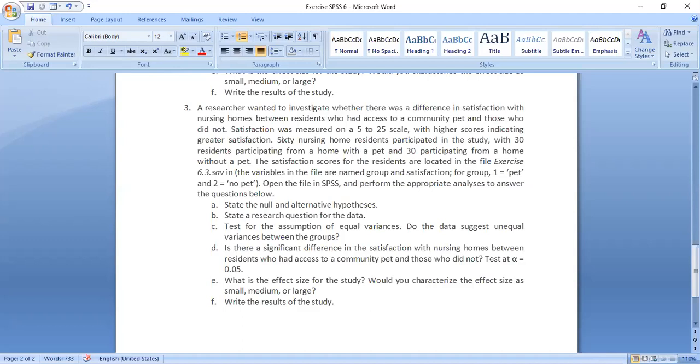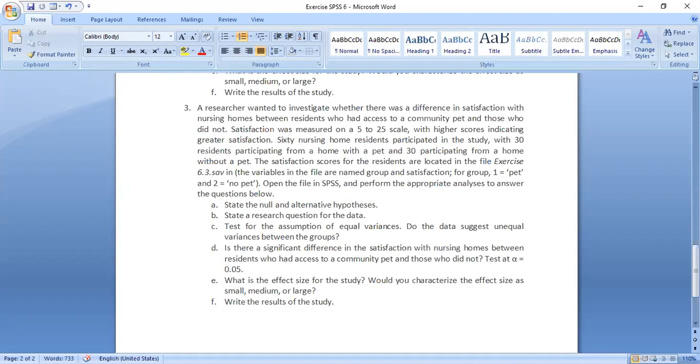So that being the question, coming to the hypotheses, the null and alternate hypothesis. Null hypothesis: there is no significant difference in the satisfaction level of residents having a pet or not having a pet. Alternate hypothesis: there is a significant difference in the satisfaction of the residents having a pet or not having a pet.